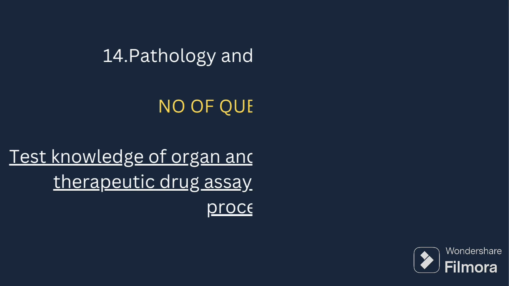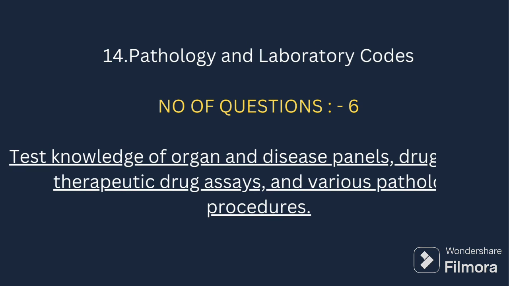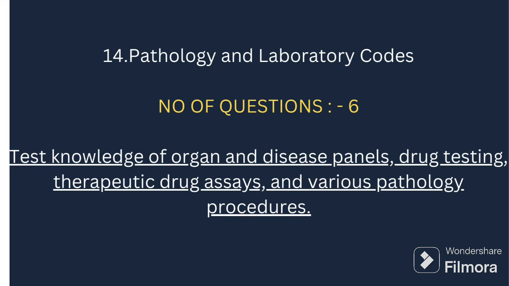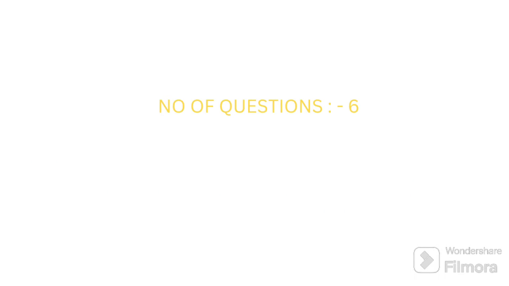Next come the pathology and laboratory codes, that is 80,000 series code. The number of questions is 6. For clearing all the 6 questions, you should have knowledge of organ and disease panels, drug testing, therapeutic drug assays and various pathology procedure codes. Same as I am repeating here also, do at least 50 to 100 questions so that you can very easily clear these 6 questions.